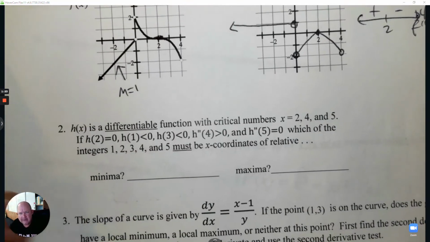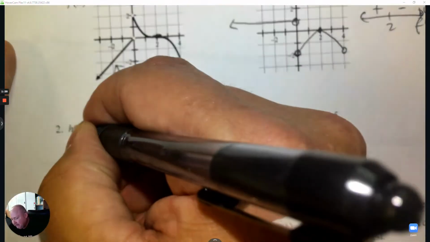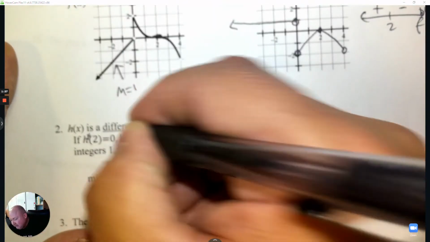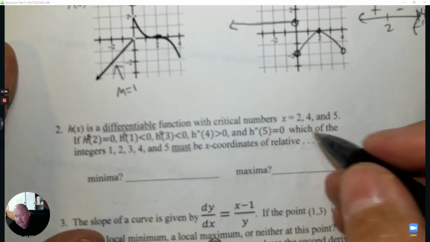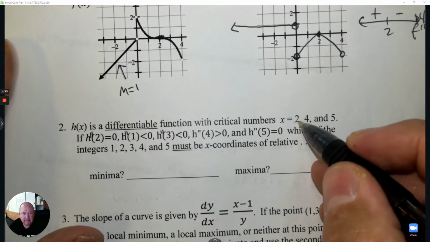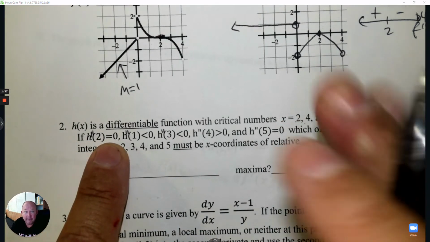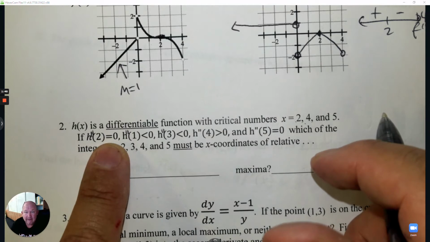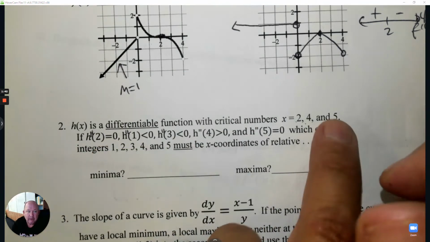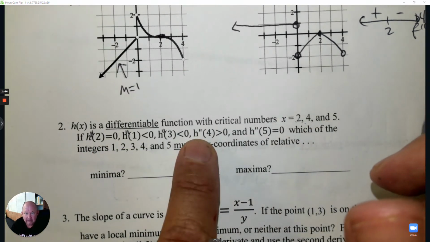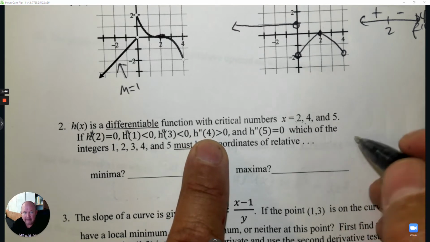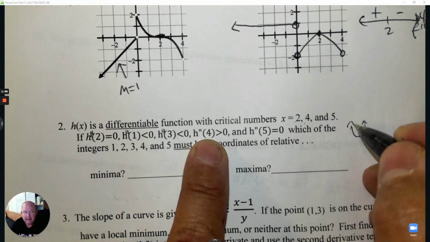Number 2, this is a typo, so I changed it on the PDF I put up there. So this should say the second derivative in each spot. So these are my critical numbers. When I plug 2 into the second derivative, I get 0. That means no concavity, not maximum or minimum. When I plug 4 into the second derivative, it's a positive answer. So at 4 is concave up, which is a minimum.